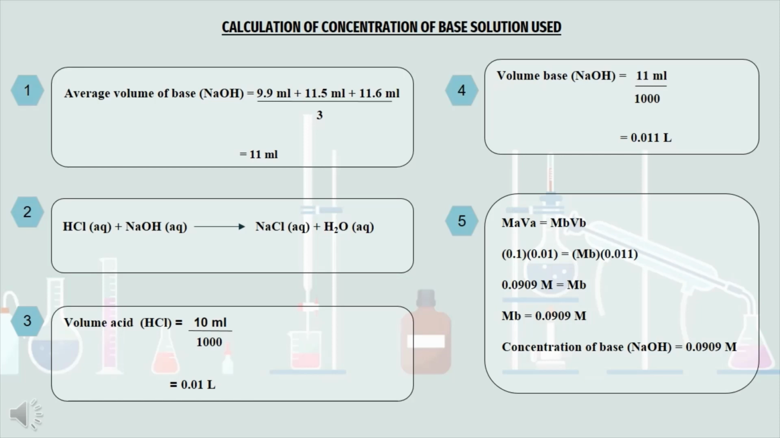Finally, we use the formula MAVA equals MBVB to find the concentration of sodium hydroxide, which is MB. Therefore, we substitute MA as 0.1, VA as 0.01, and VB as 0.011, and we will get MB equals 0.0909 molar. So, the concentration of base used is 0.0909 molar.